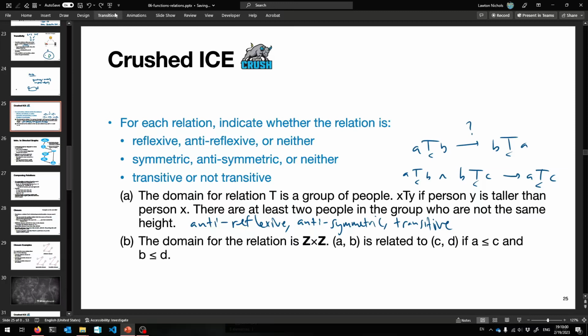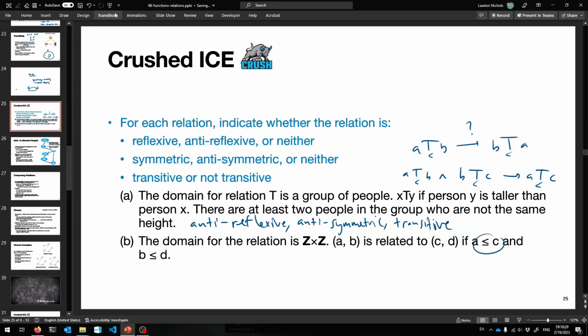All right, relation B. The domain for it is Z cross Z, so we have two integers that we're relating. And so let's say that AB is related to CD. Oh, sorry, excuse me. I'm reading it wrong. It's a relation on ordered pairs. So you're relating ordered pairs to other ordered pairs. So AB, that pair is related to CD under this relation. We're calling it R or something.